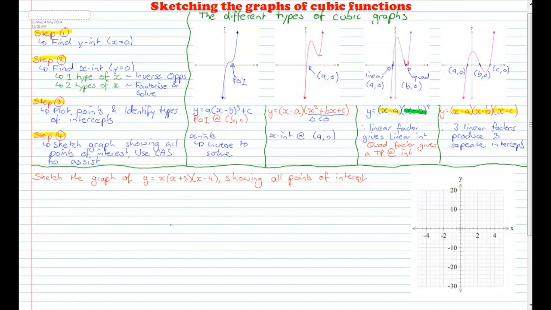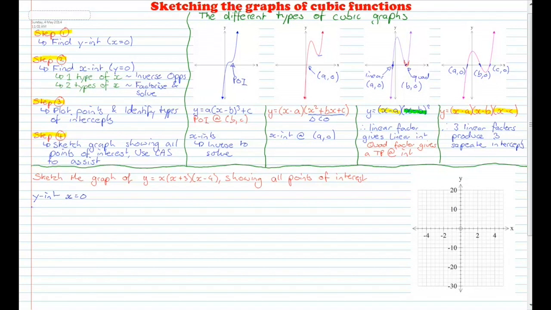Alright, so this question says sketch the graph of y equals x multiplied by x plus 3 multiplied by x minus 4, showing all points of interest. Now, whenever doing this, what we need to do is first of all go through and find the y-intercept. So to do that, what we need to do is make x equal to 0.